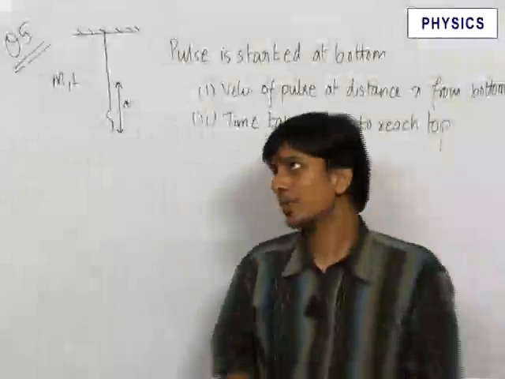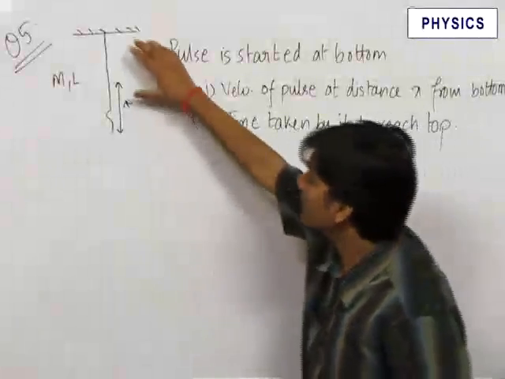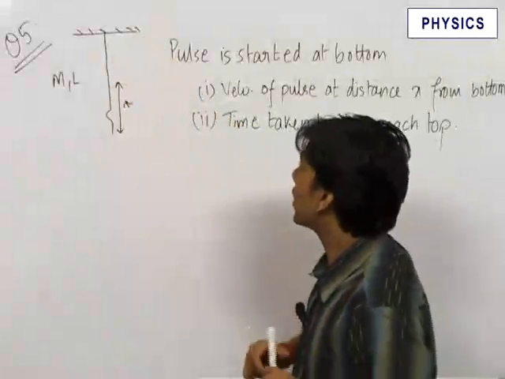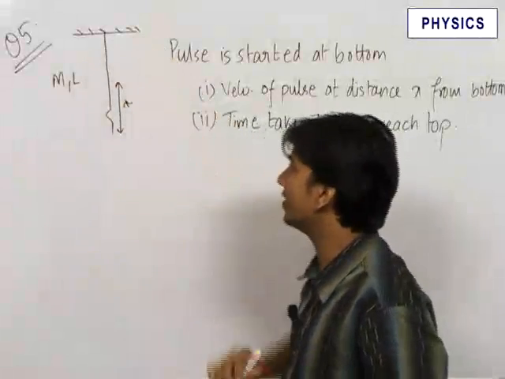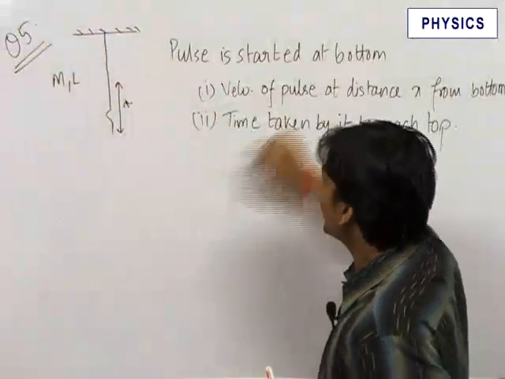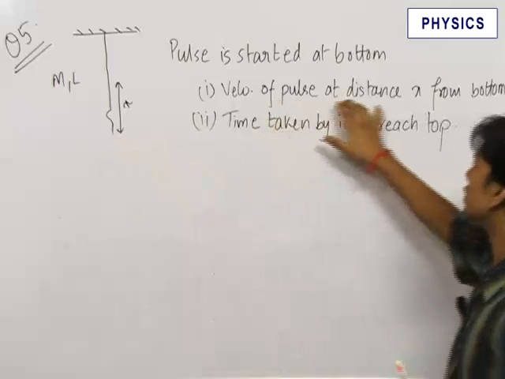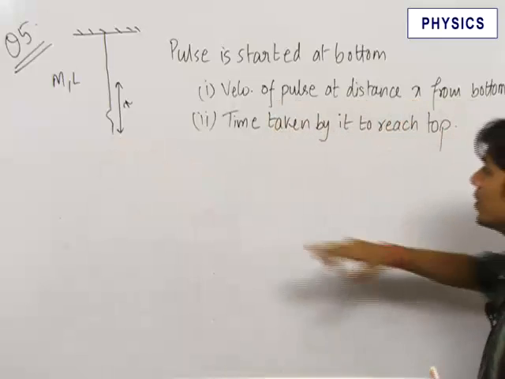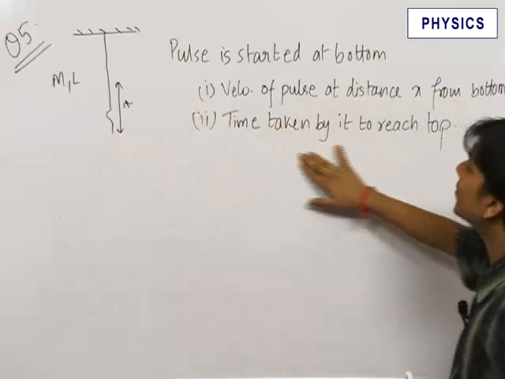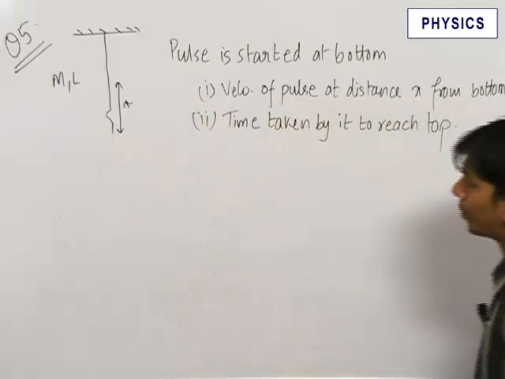Here we have an interesting question. We have been given a string, or rather a rope, which has a mass m and a total length L. A pulse is started at the bottom of the string. We need to find out the velocity of the pulse at distance x from the bottom and also the time taken by it to reach the top.